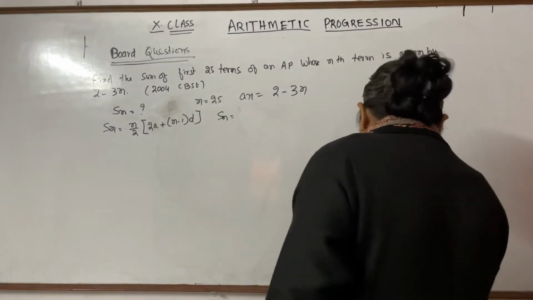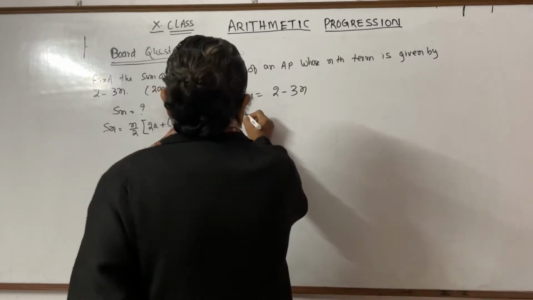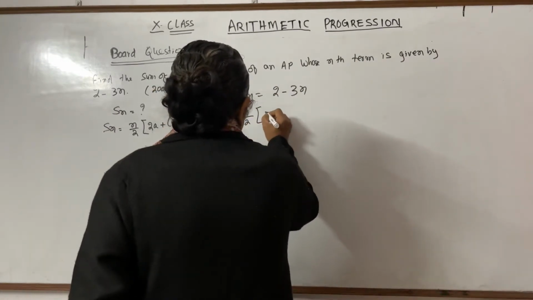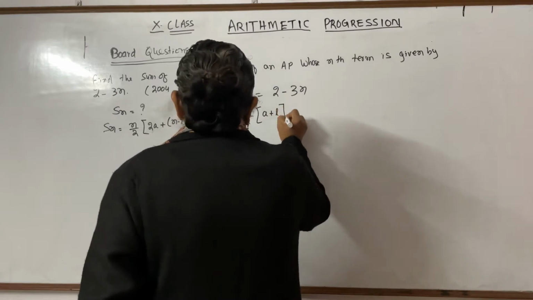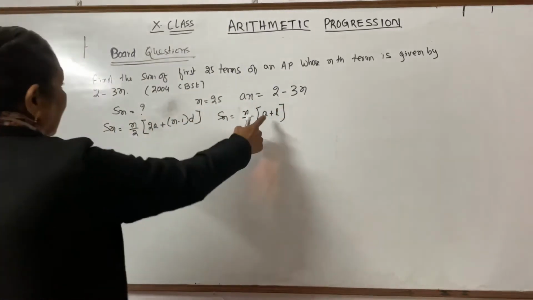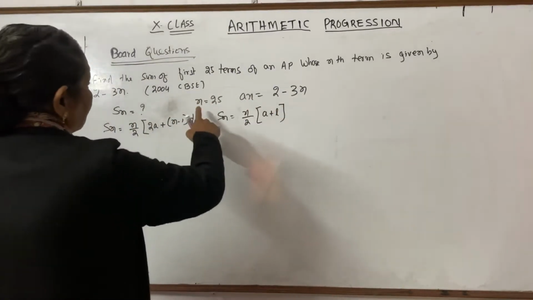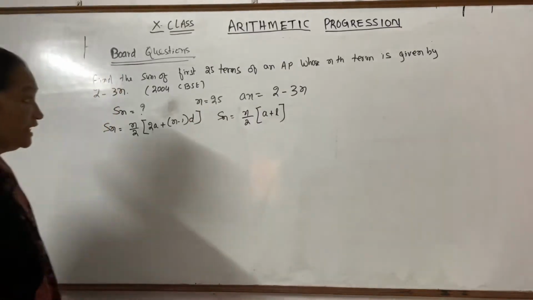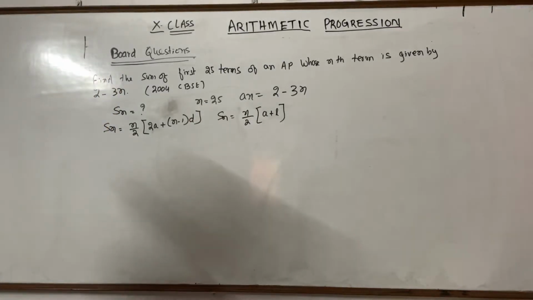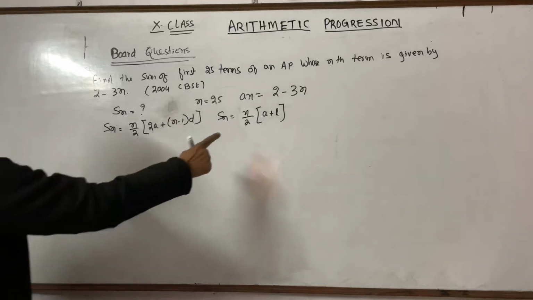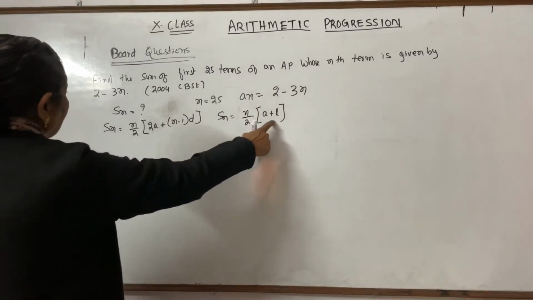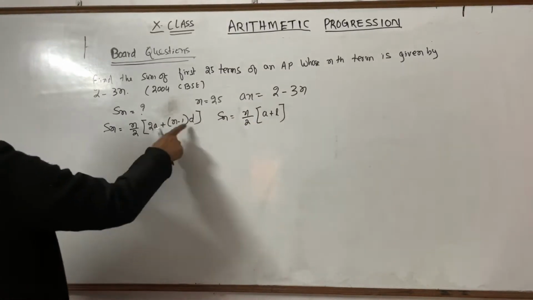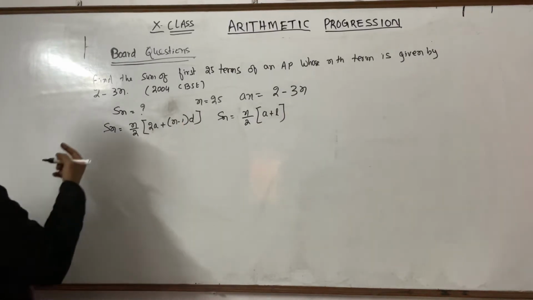That Sn equals to what? n upon 2 into first term plus last term. This formula also we can use if you know the nth term. Nth term, what is that? The 25th term, if you know, we can put it. Either this way you can do, or that way. But first thing what? We should know a. Here a and an, and here we should know a and d. Let's see this formula we shall do it.